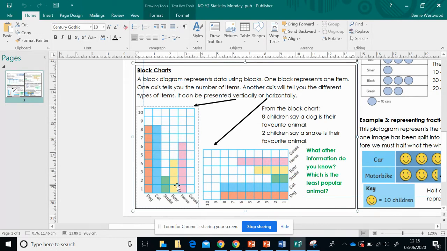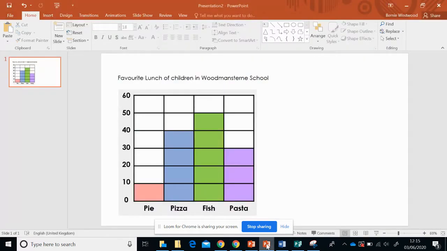Okay, remember from that last video when we were talking about how many more, actually that means you're finding the difference. So here's the horse, and I can see 6 children voted for horse. Here's bear, I can see 4 children. So that difference there is 2 children. So 2 more children voted for horse than bear. So that's a block chart, and you can see each block represents one, but that might not always be the case.